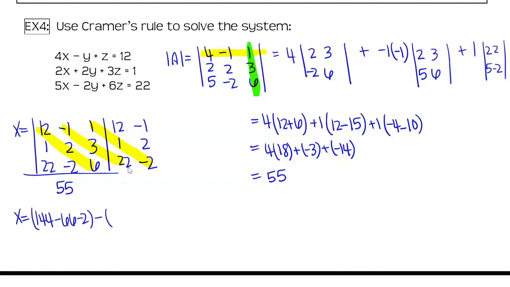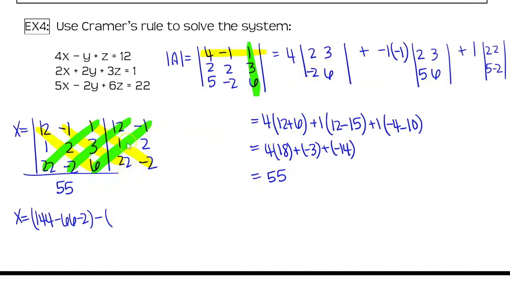Okay. And then we subtract the diagonals going the other direction. And just be careful how you line up your numbers. Sometimes your diagonals don't line up correctly. That can screw up your multiplication, especially if your handwriting is as terrible as mine.